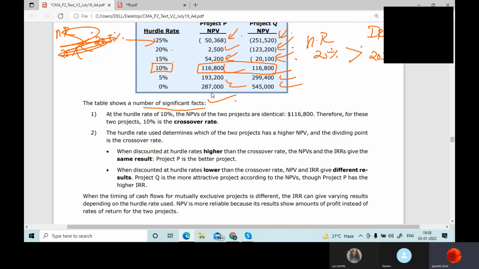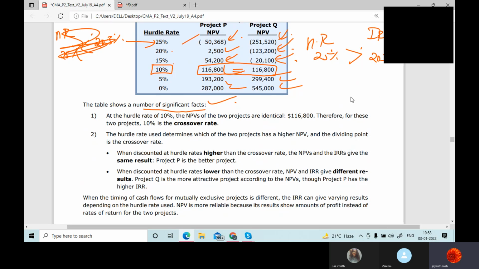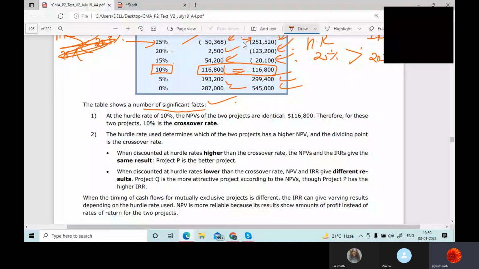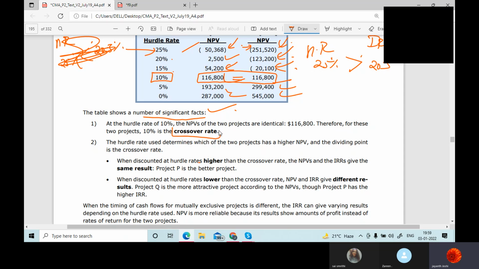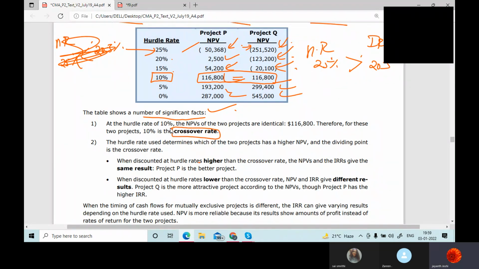And that rate at which both the projects are giving equal NPVs, even though the cash flows you receive for project P are at the beginning and you receive your cash flows at the later stages for project Q. Even though that was the case, at 10% both have the same NPV, and that is called what rate? Crossover rate. So the hurdle rate at which both the projects give identical NPVs is called the crossover rate.